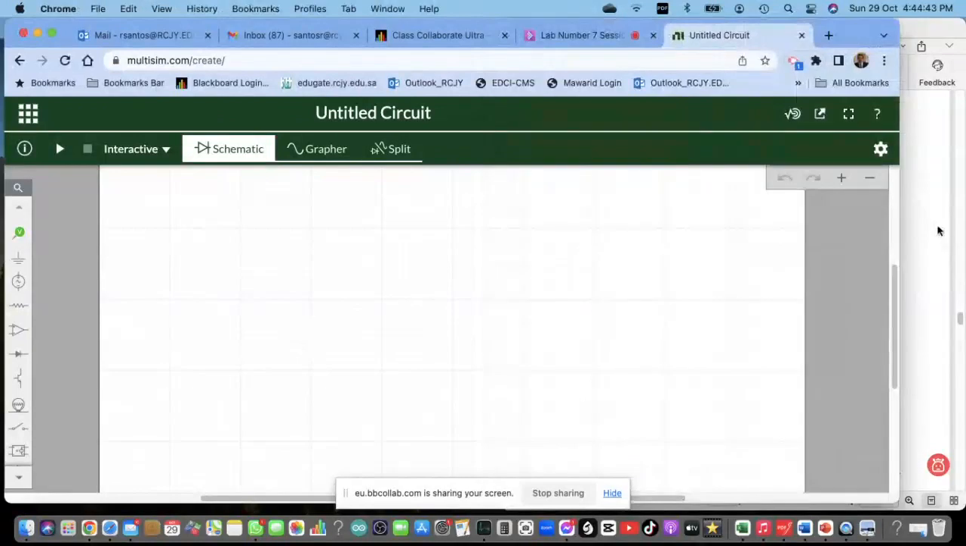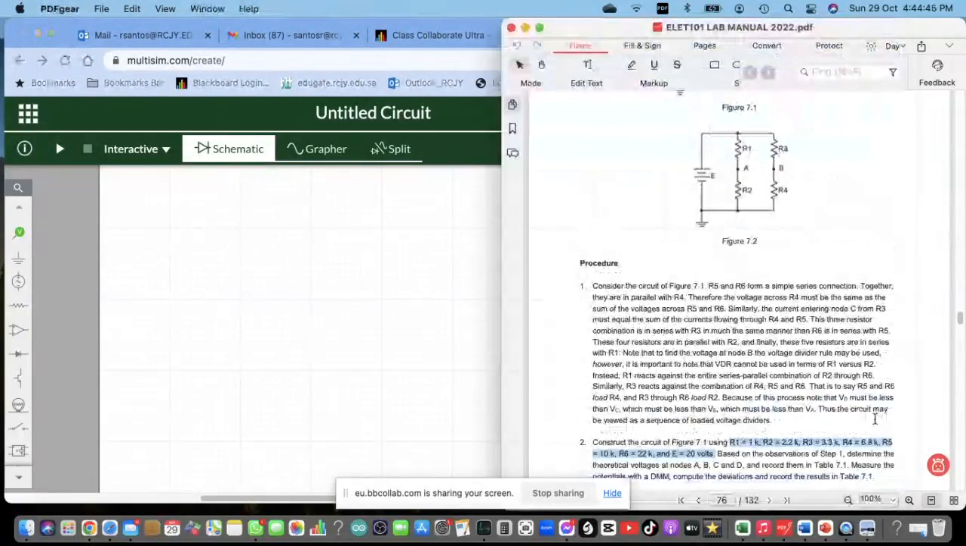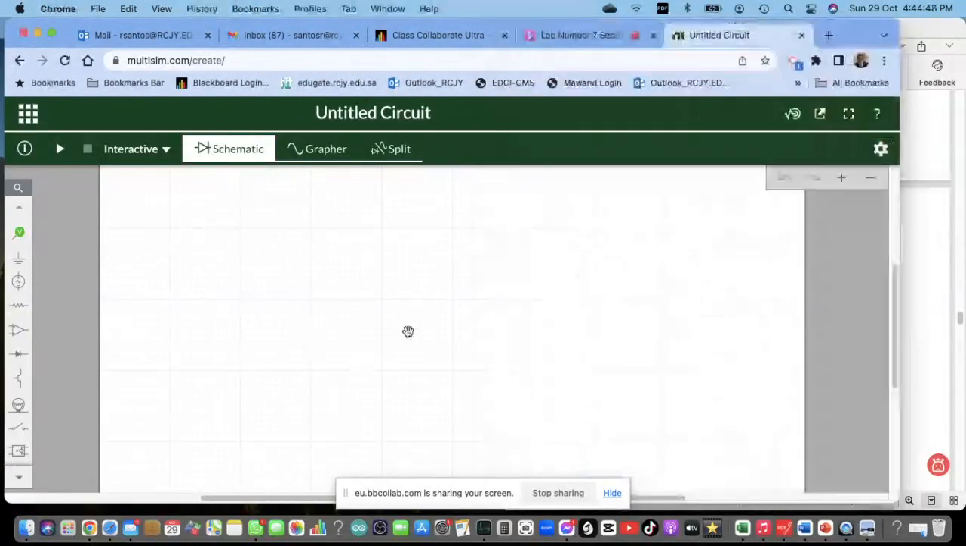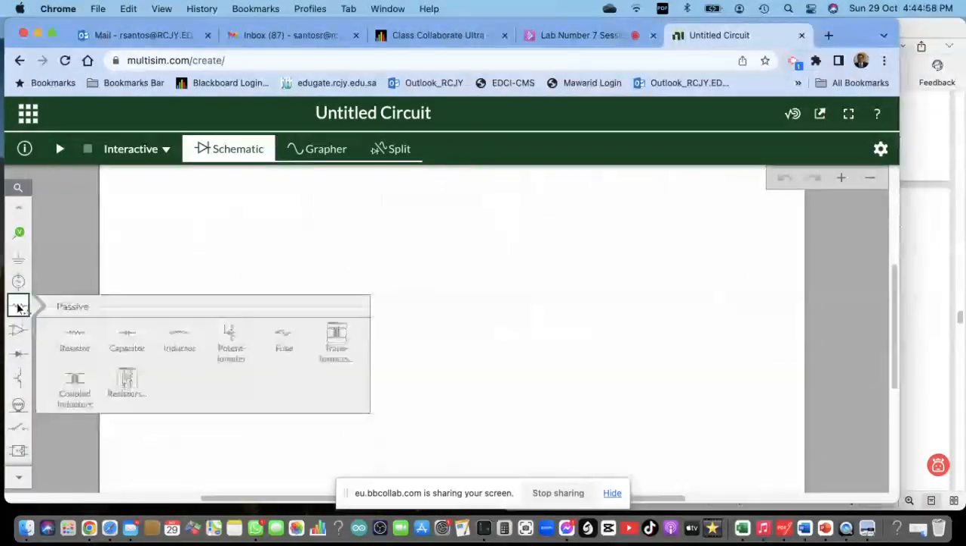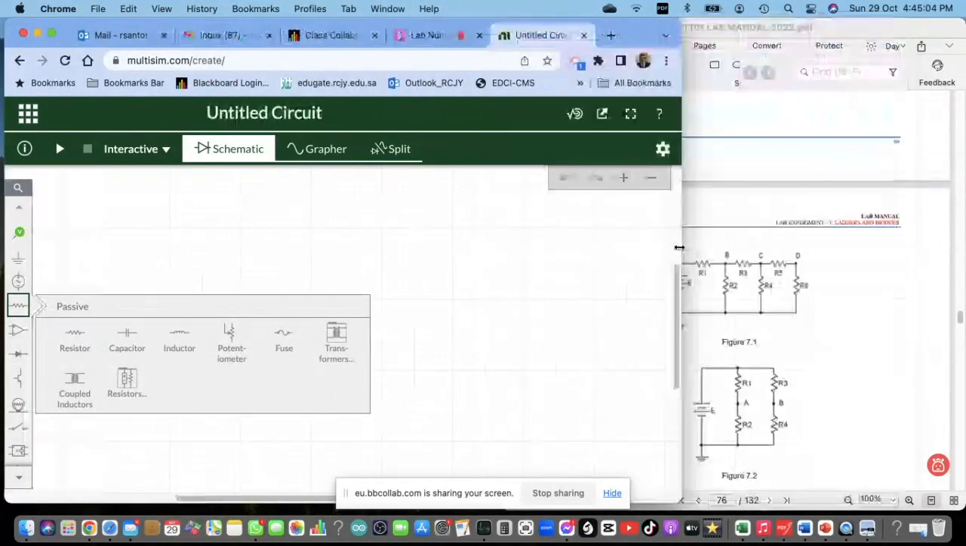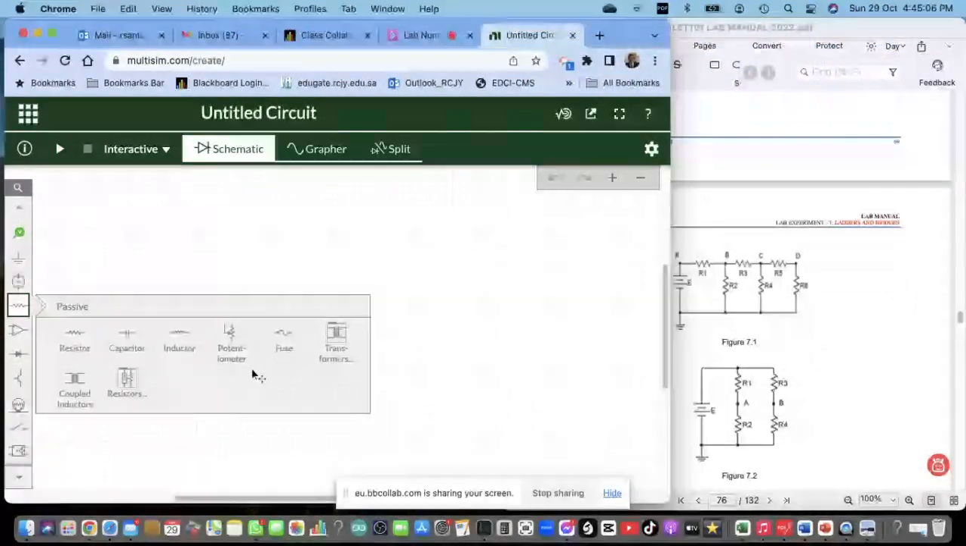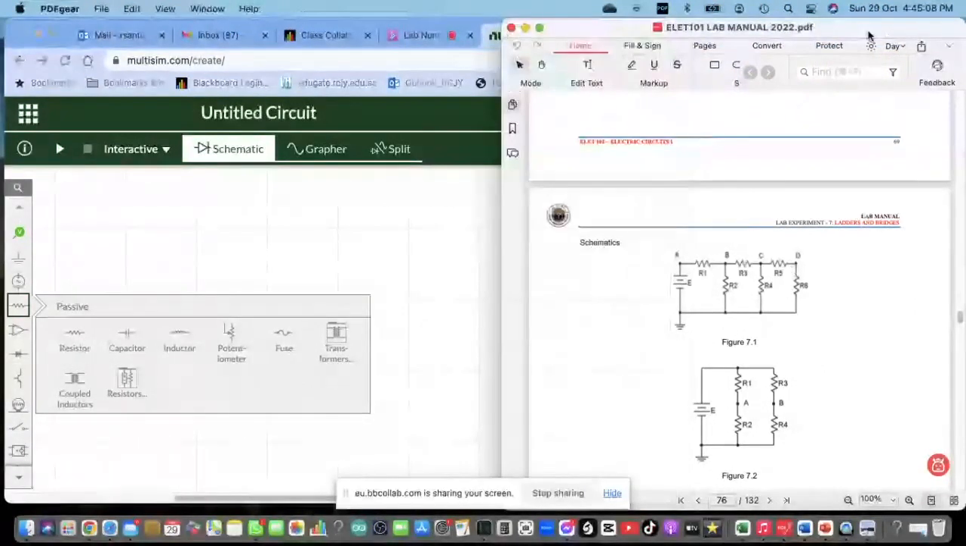So what you will do is the same thing I did in the video. You need to first look for these toolbars on the side and take the components from them. For example, here you need resistors. So we need resistors. Let's do it so that we can see the circuit at the same time.